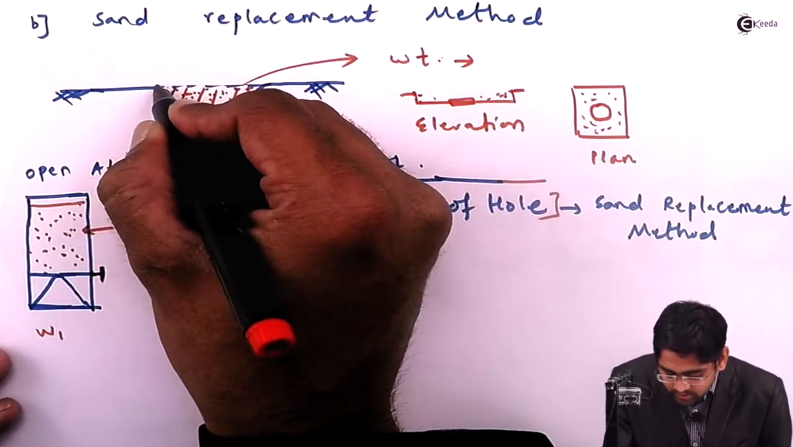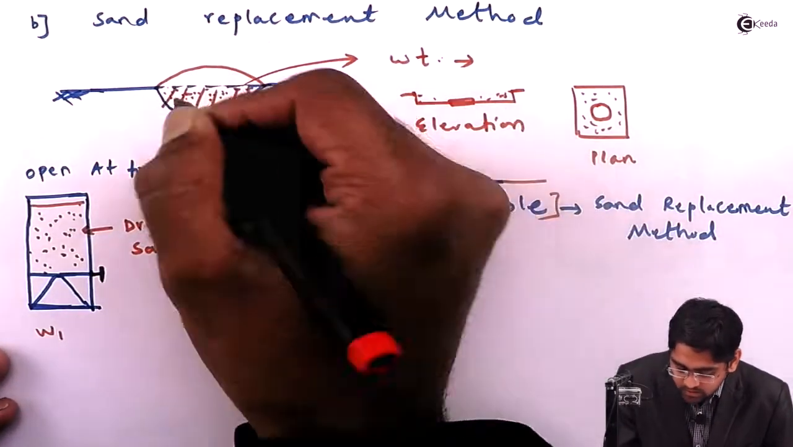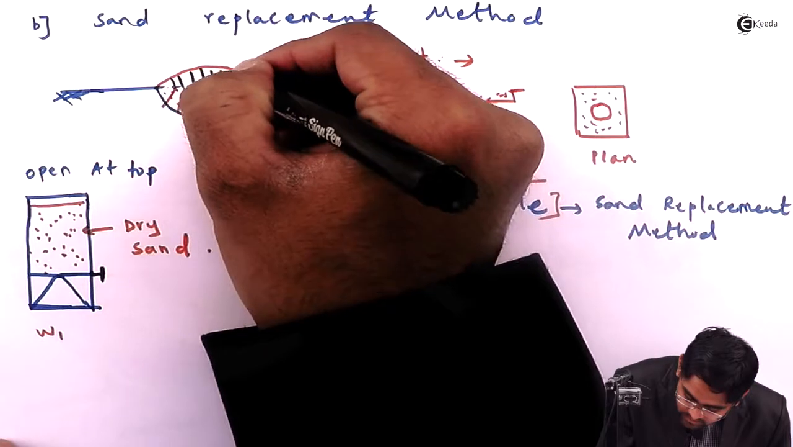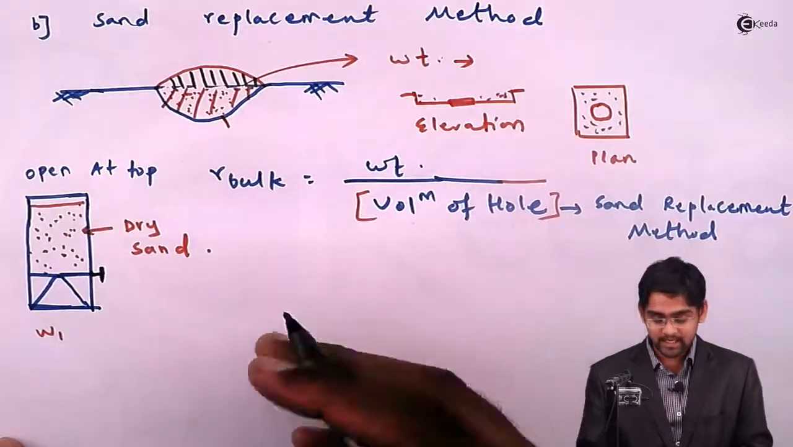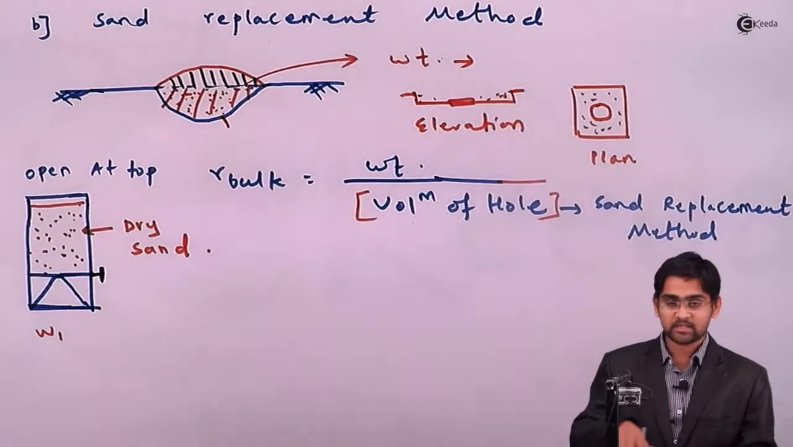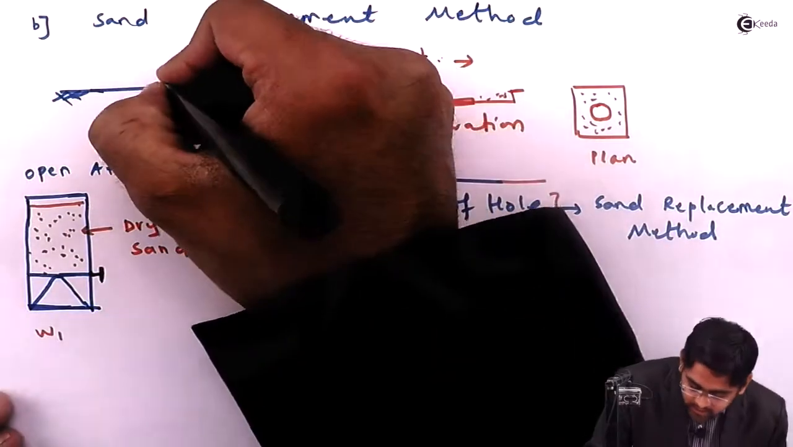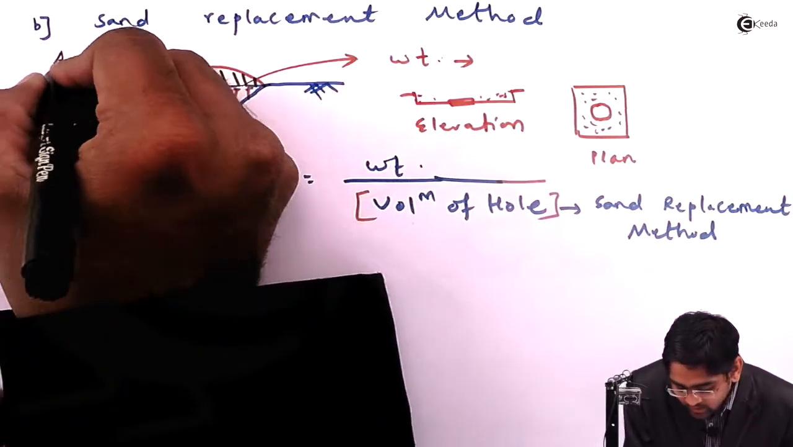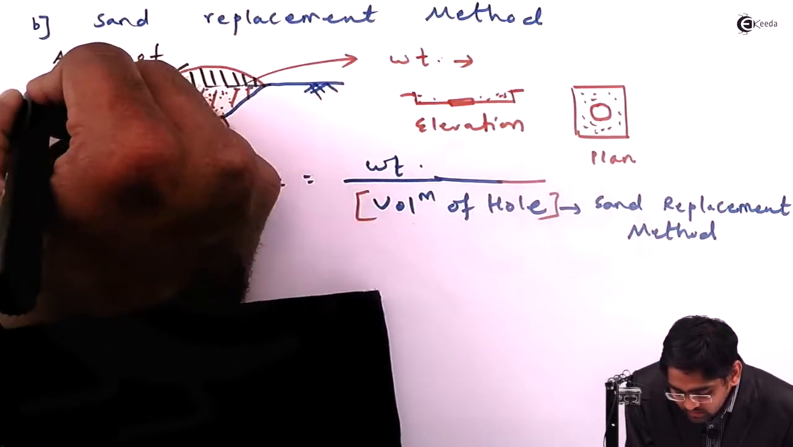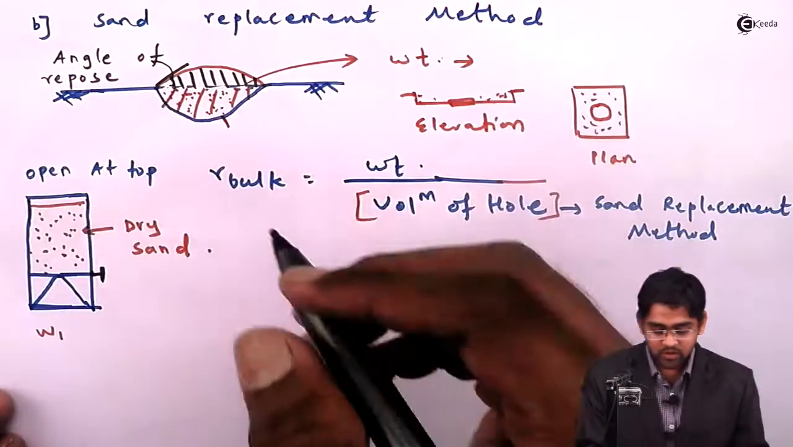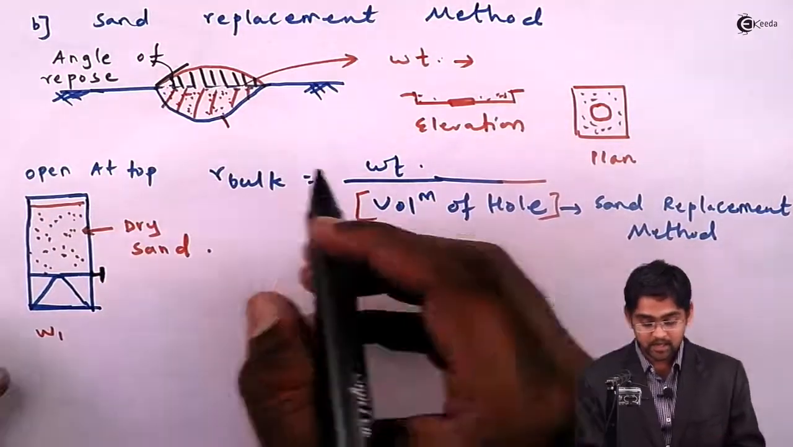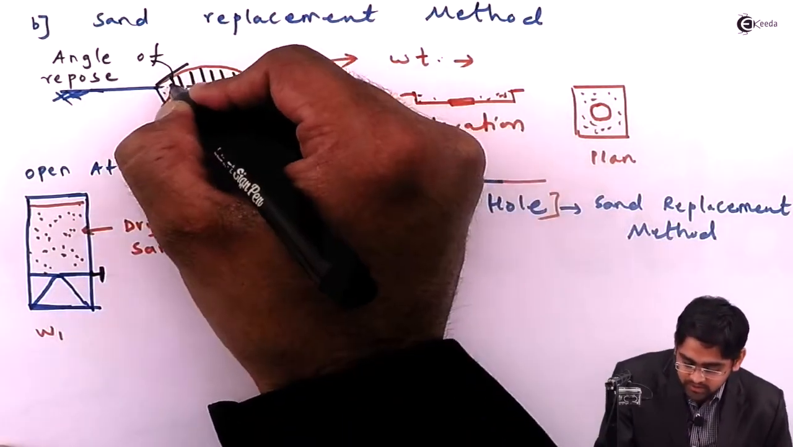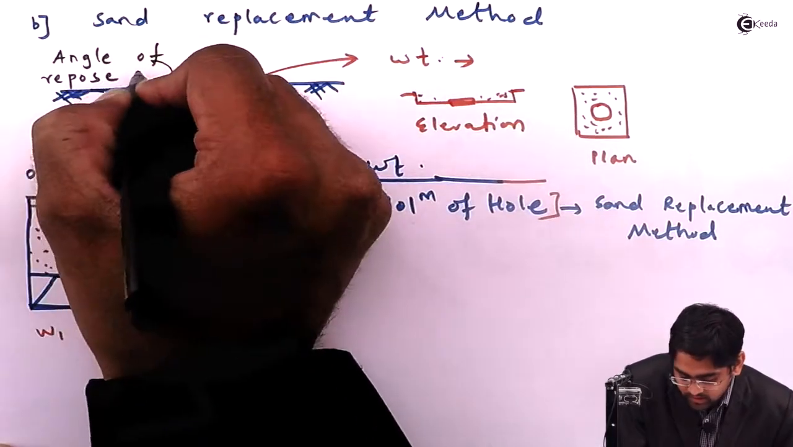And also it will form an additional cone like this. It's generally the property of sand that if you drop it from a certain height, it forms a cone, and the angle made by the cone with the horizontal, we call it the angle of repose. Do not confuse it with the angle of internal friction. These two are different terminologies. So this is the angle of repose. I'll call it theta.